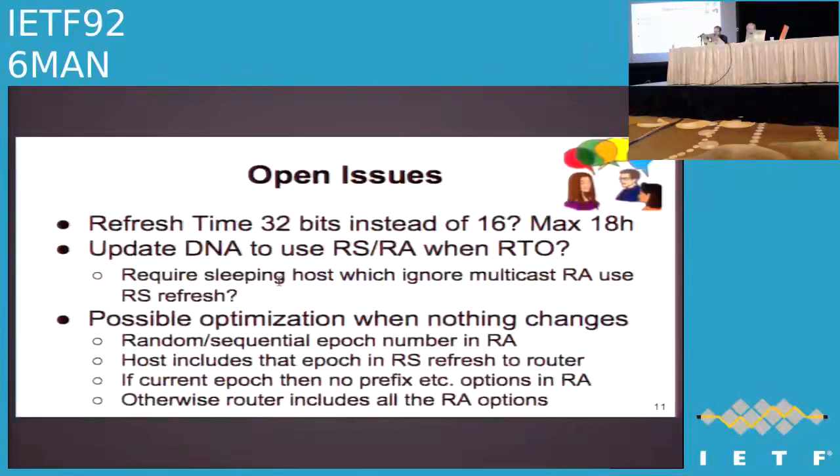There's another open issue, which is that we could optimize this when the interface comes back, where you can include some epoch number. The RA says, here's the epoch number for this configuration, and you send that in your RS refresh and say, I have this epoch number. If the router says, well, that's the current one, I don't need to tell you anything because you already know everything, then you can make these packets smaller. But that's just making them smaller, so it's just an optimization. I don't know if that's worthwhile. So that's the content of the draft.